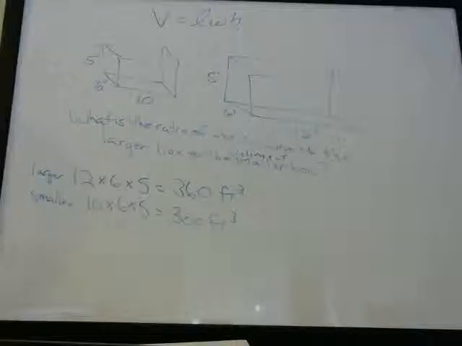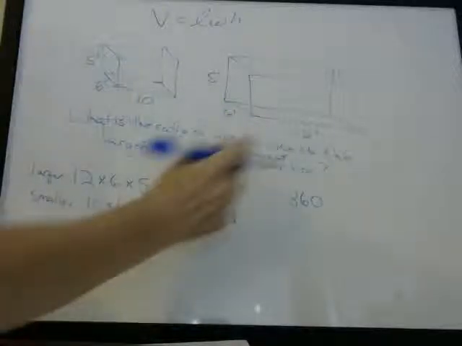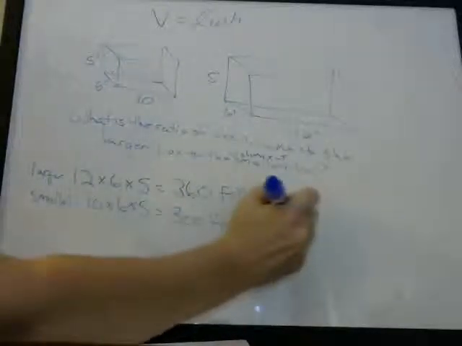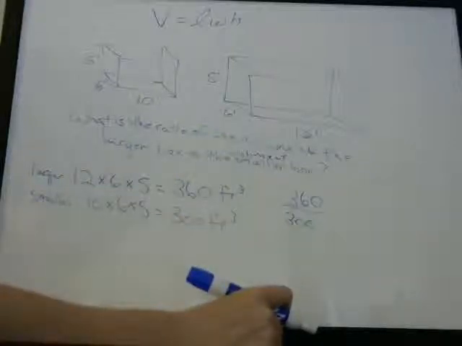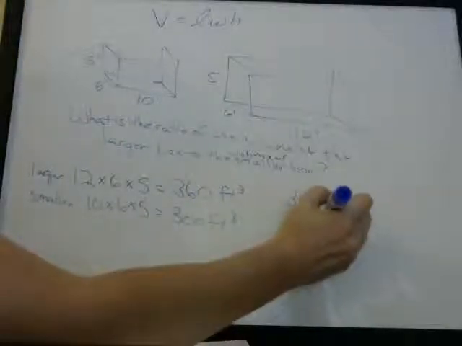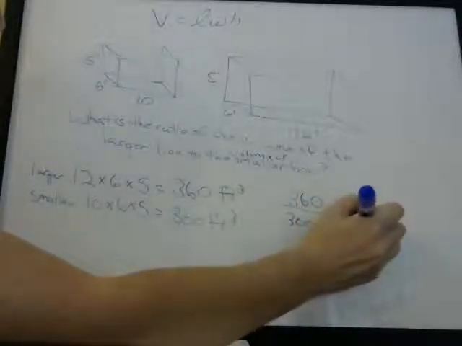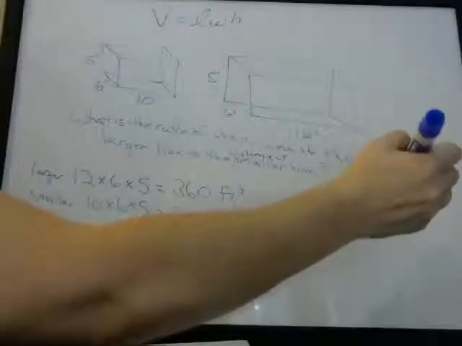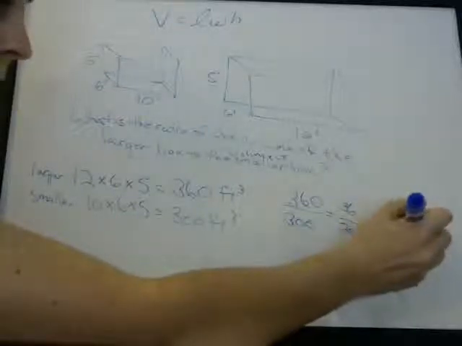Ratio is just essentially a fraction. So the ratio of the volume of the larger box, which was 360, to the volume of the smaller box, which is 300. You just write it as a fraction, and then you're going to do lowest terms. So if you don't know how to reduce a fraction to lowest terms, you need to watch that video. We'll first divide each one by 10, so you get 36 over 30, and then we'll divide by 3, so you get 12 over 10, and then we'll divide by 2, so you get 6 over 5.